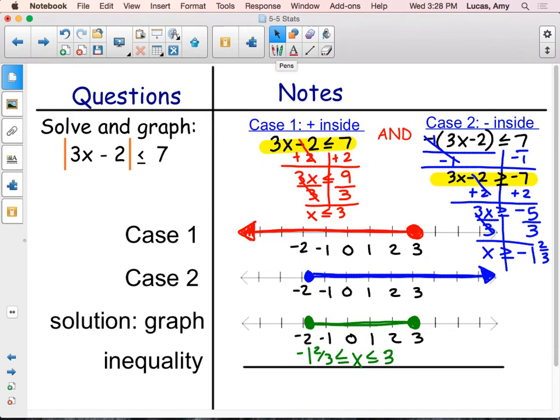Okay, so you've seen 3 examples where we figured out case 1 and case 2, we graphed them, and we got our interval, our graph, and our inequality. So that's what you should expect to see with these absolute value inequalities. If they have a less than or equal to, you should expect to see an interval.